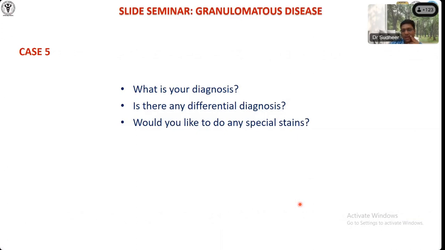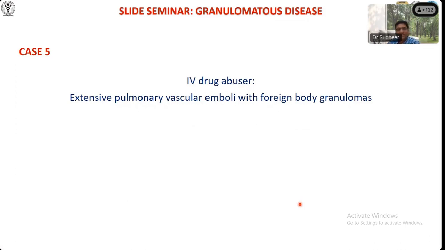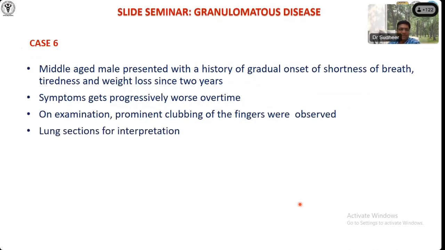Is there any differential diagnosis? If you don't ask history, you will have many differential diagnoses. If the history is straight, he is a heavy intravenous drug abuser. Is there any differential diagnosis in this case? As sir said, if you can do polarized microscopy, you can try to identify the polarizable material. So this was extensive pulmonary vascular emboli with foreign body granulomatous inflammation with associated pulmonary edema and even pulmonary hemorrhage. Okay, case number 6.